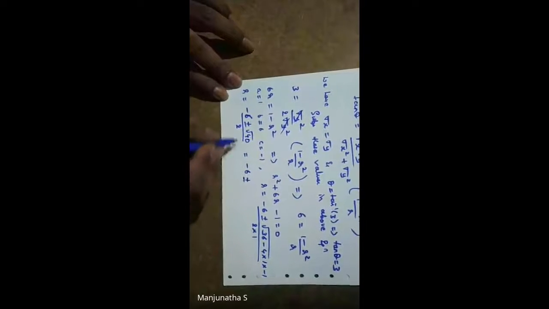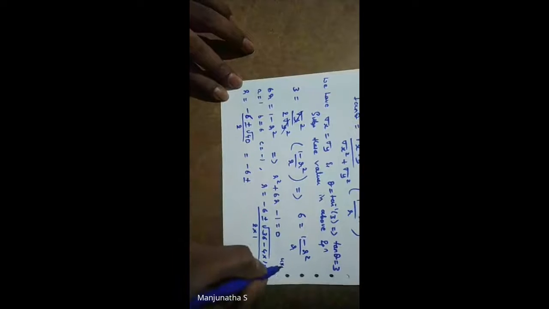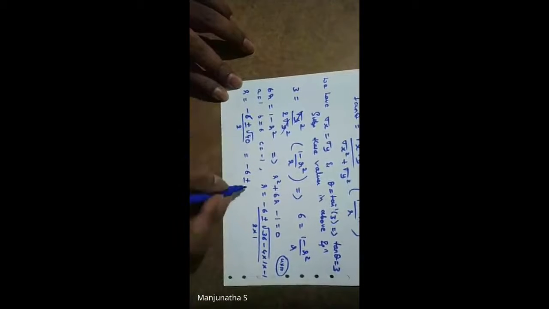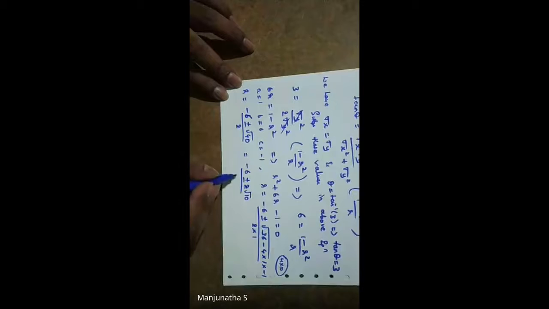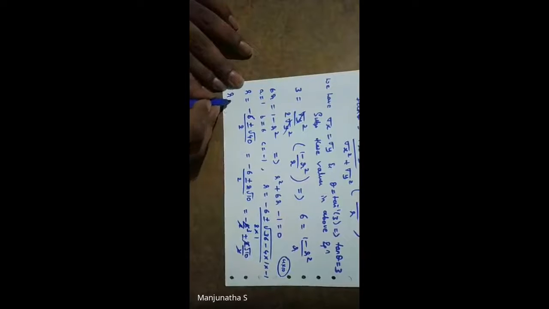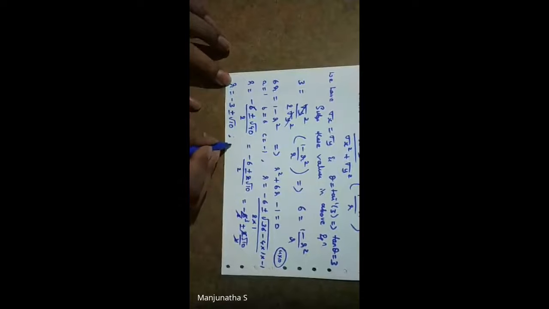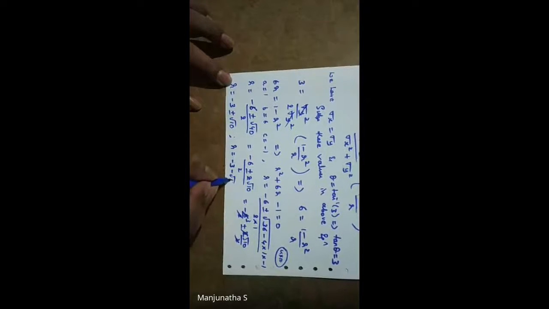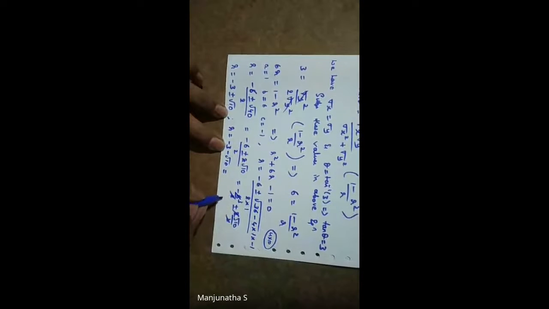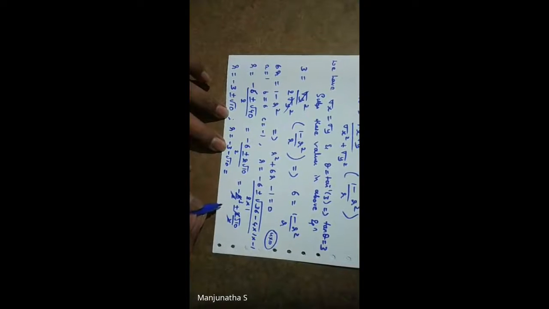Then minus 6 plus or minus root 40, where 40 can be written as 4 into 10. When you take 4 outside the root, root 4 is 2. So it is 2 root 10 divided by 2. So minus 6 divided by 2 plus or minus 2 root 10 divided by 2, and 2 gets cancelled. Therefore, r is equal to minus 3 plus or minus root 10. So r is equal to minus 3 minus root 10, and r is equal to minus 3 plus root 10.